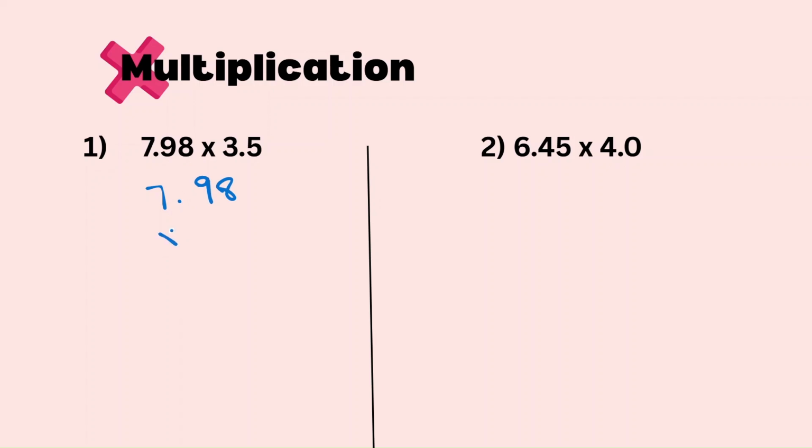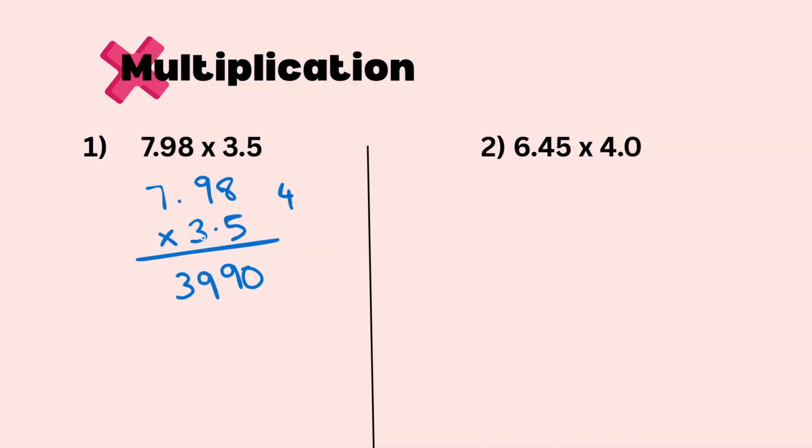7.98 into 3.5. Multiply that. 5 8s are 40. Balance 4. 5 9s are 45. 45 plus 4, 49. 5 7s are 35. 35 plus 4, 39.